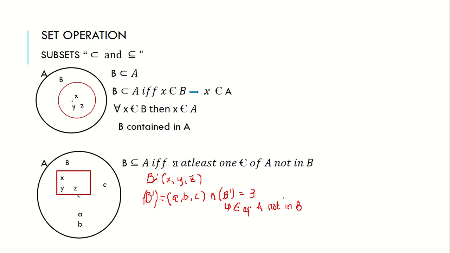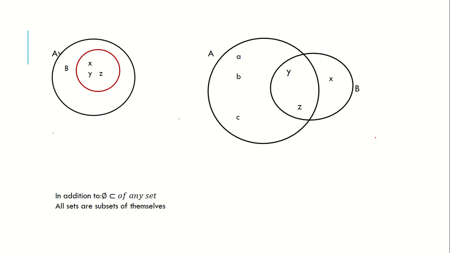So if we need only at least one, but we have 3, then therefore B is a proper subset of A. What differs if we do not have an element in A but all the elements are in B? In this example, you will notice that B is a subset of A.